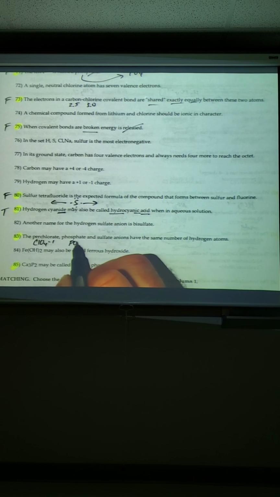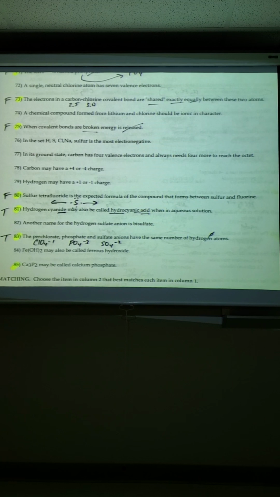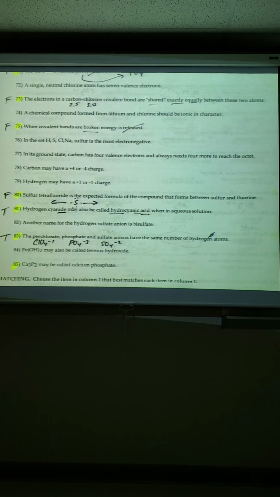Perchlorate, which is ClO4 -1, phosphate, which is PO4 -3, and sulfate, which is SO4 -2, all have the same number of hydrogen atoms, which is 0. So that one's true, but kind of tricky. 0 is a number, and it's the same for all 3.